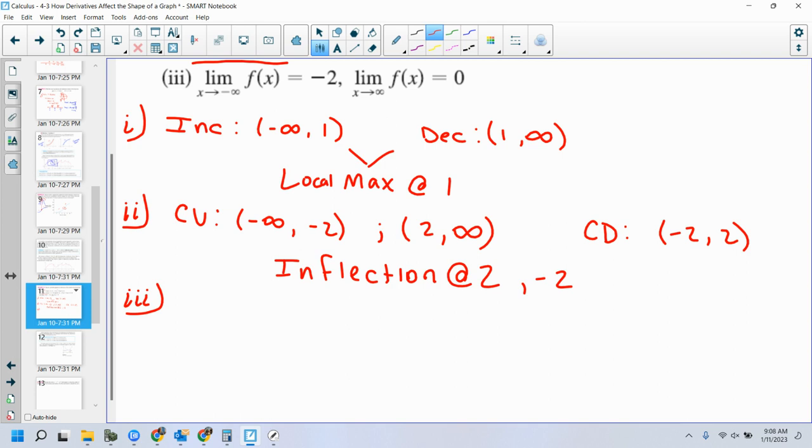The limit as x goes to negative infinity is equivalent to negative 2. What is this telling me? What is that statement telling me? As I get further and further into the negatives, what's happening? It's leveling to negative 2. So there is a horizontal asymptote.